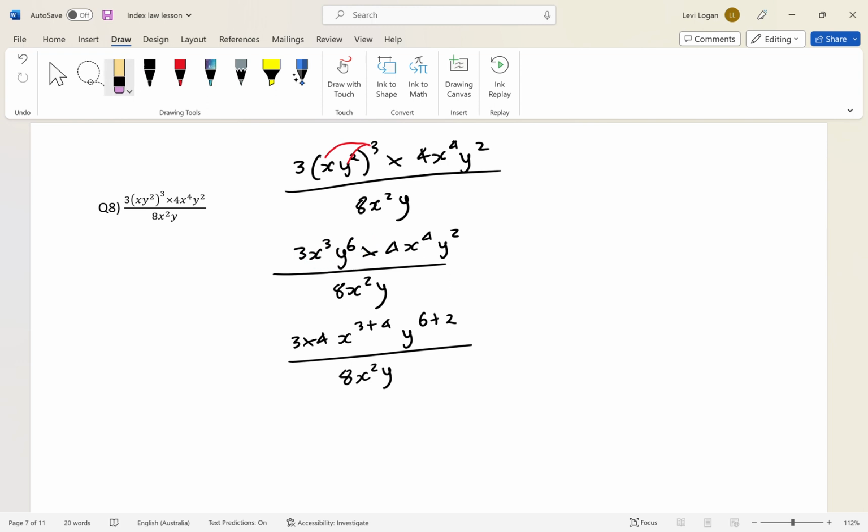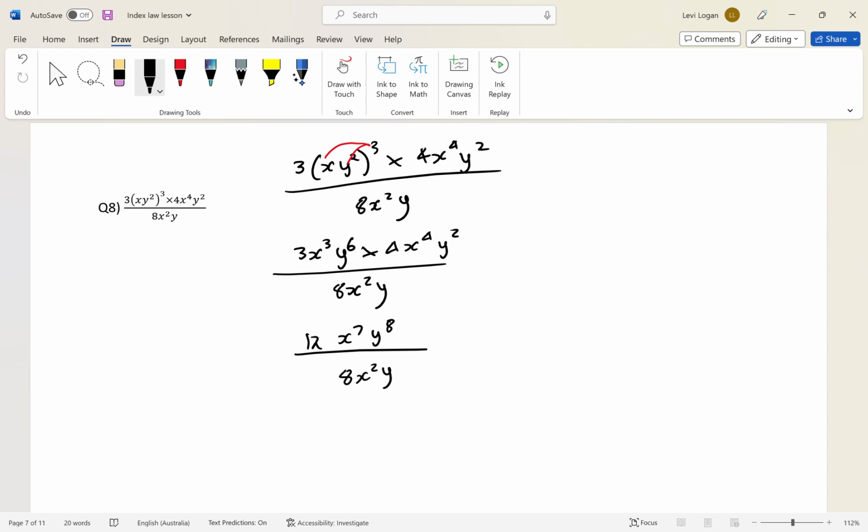3 times 4 is 12, so I can just rub that out and replace it with the 12. 3 plus 4, that's 7, so I'll replace that with 7. And 6 plus 2 is 8, so we're going to turn that into an 8. And we're going to combine all this. I'm just going to write it together: x to the 7, y to the 8 all over 12.